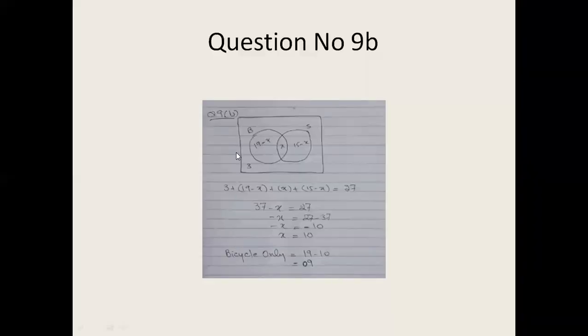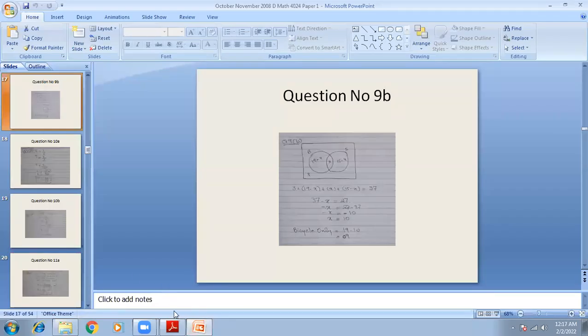So the bicycle only people will be 19 minus X, that is 19 minus 10, and it will be 9 people. So hopefully you understand this question, and let's go to the next question.